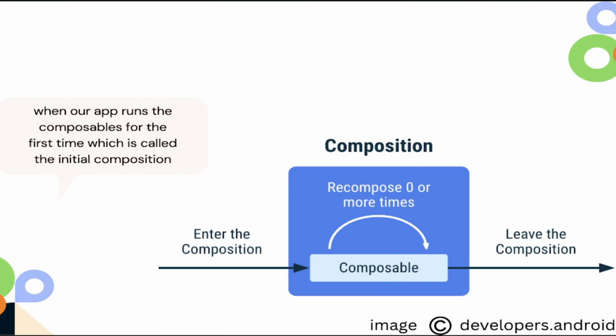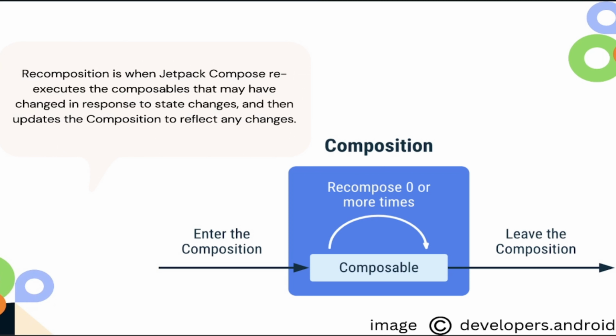And then, when the state of our app changes, Jetpack Compose schedules a recomposition for that composable. Recomposition is when Jetpack Compose re-executes the composable that may have changed in response to state changes and then updates the composition to reflect any changes. A composition can only be produced by an initial composition and updated by recomposition. The only way to modify a composition is through recompositions.